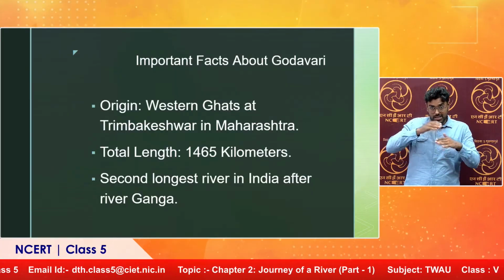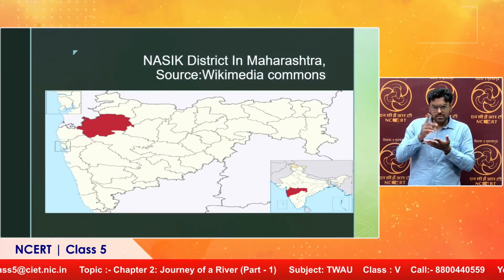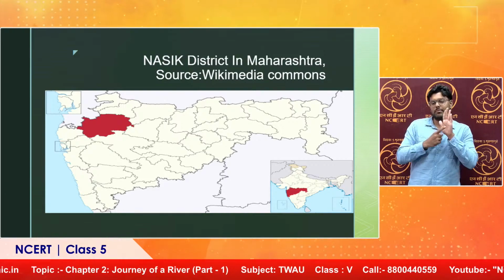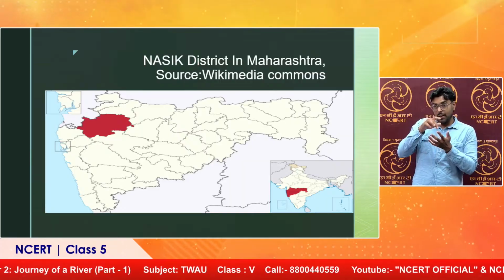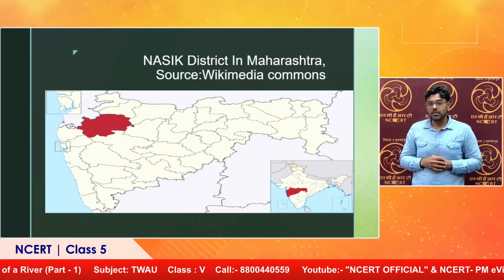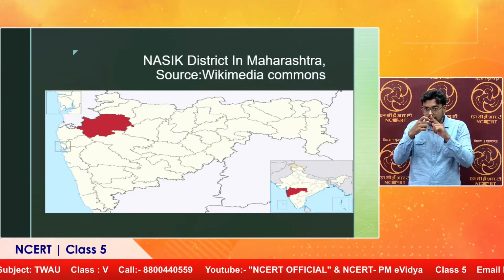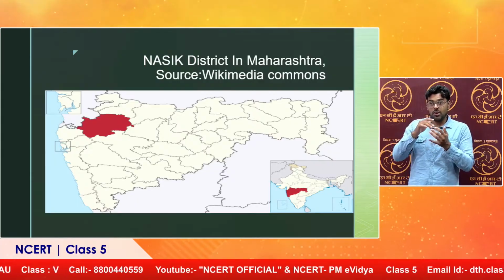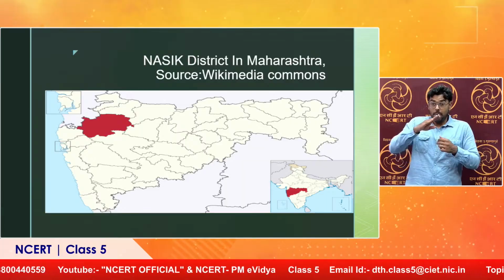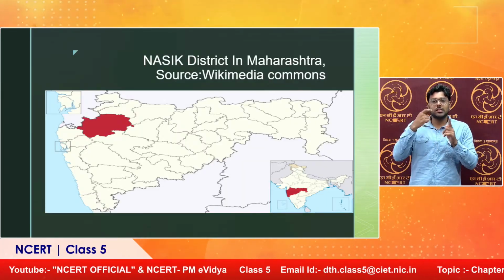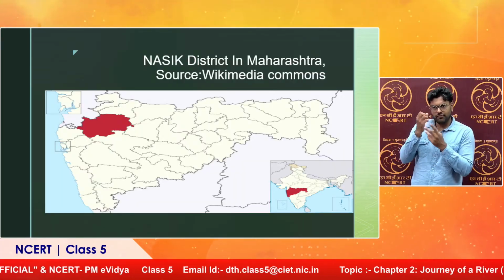So, do you know where is Maharashtra and where is Nasik district? I'm going to show you this map. So you can see the location of Maharashtra in the map of India, and in the map of Maharashtra you can see the location of Nasik district. The location of Maharashtra in the map of India and the location of Nasik in the map of Maharashtra is shown by the red color. So you can easily understand where is Maharashtra in India and where is Nasik in Maharashtra.